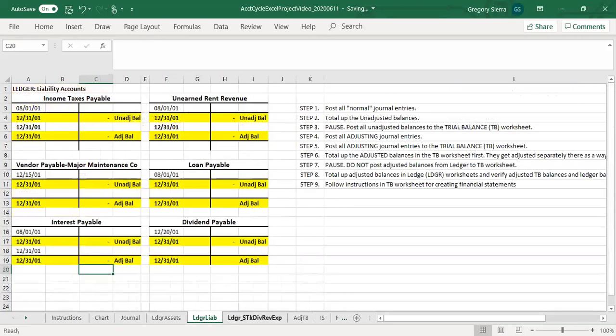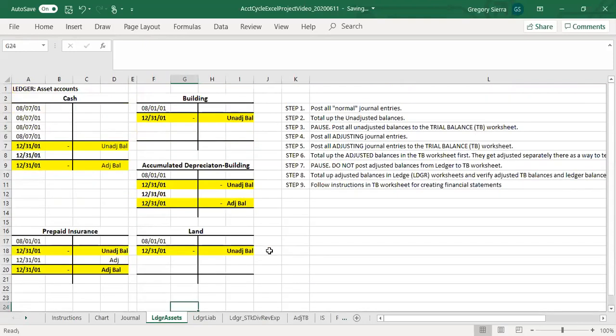Okay, so now you've done all of these, and what you have to do is post them. And there are 3 ledgers just to make it a little easier to follow. This should be 801, 080101. Okay, that's good.